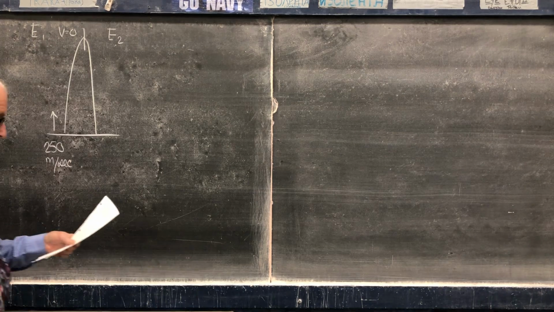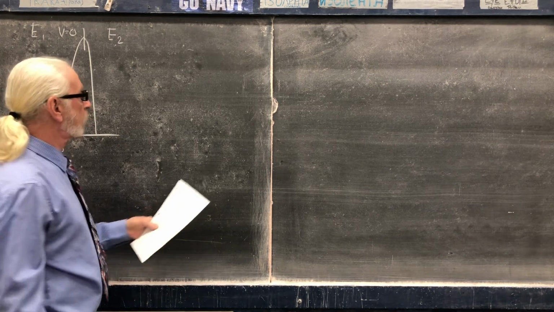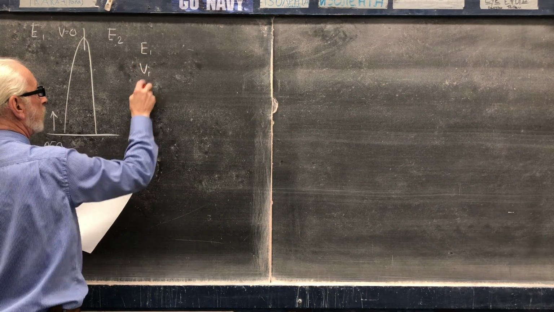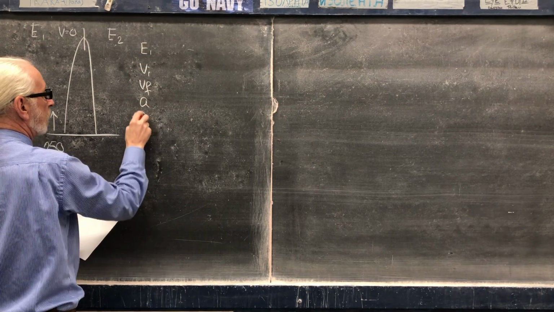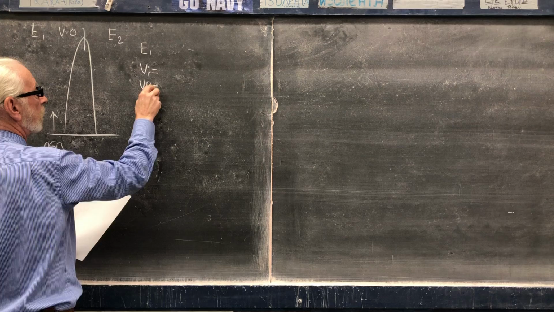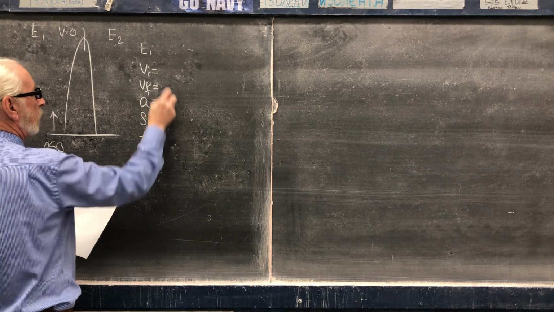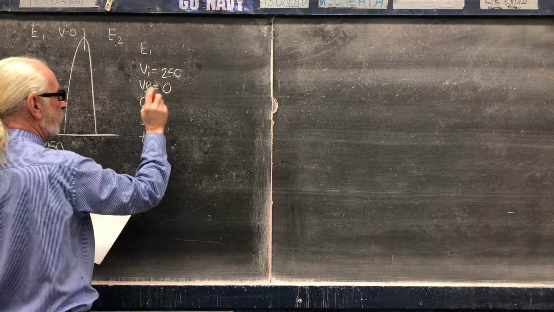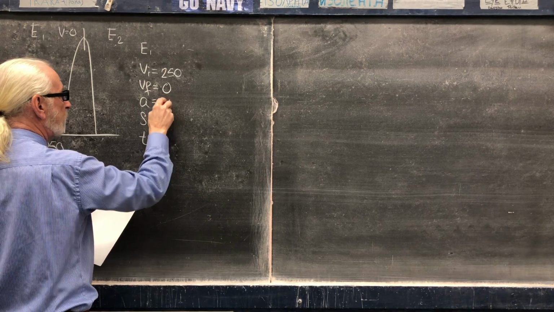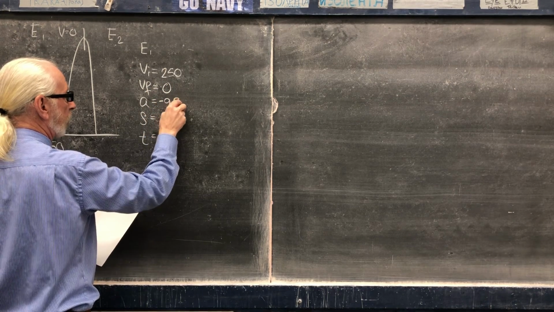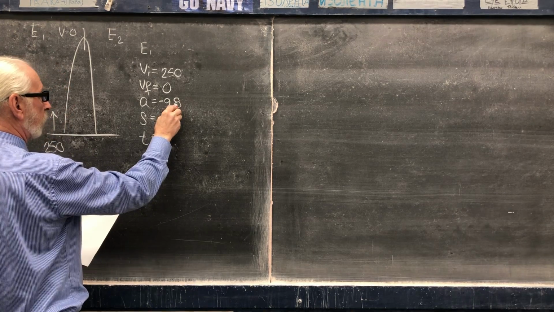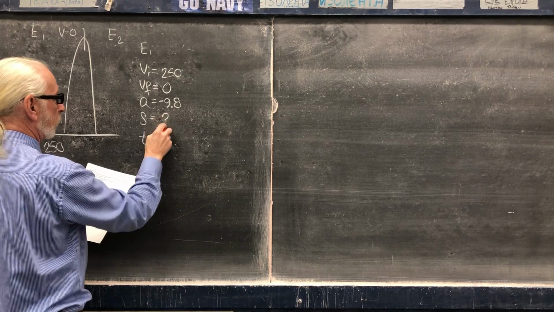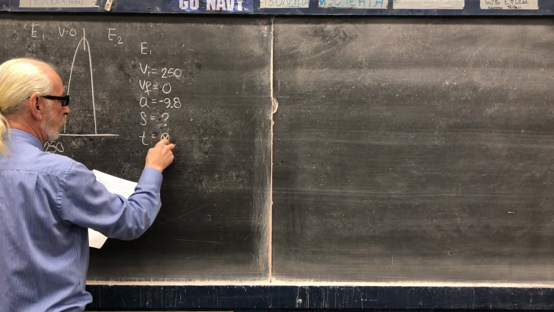All right, so my first question, how high does it go? Event 1. VI, VF, A, S, T. Initial velocity, 250 meters per second. Final velocity is 0. A is negative 9.8. Remember, we're doing metric now, and that vector is opposing this one, yeah? The question is, how high does it go? So that's the question, displacement. Time is the odd man out.